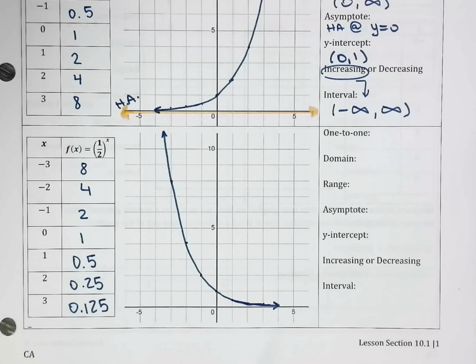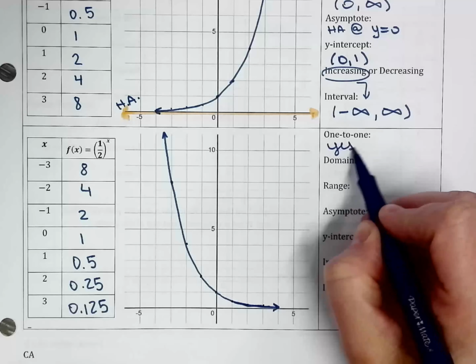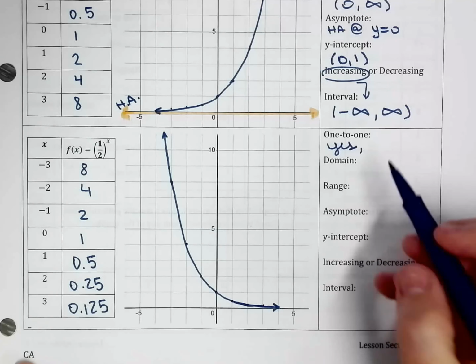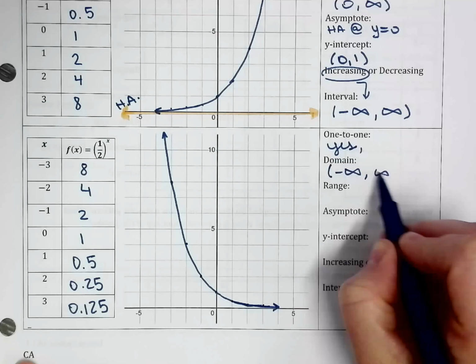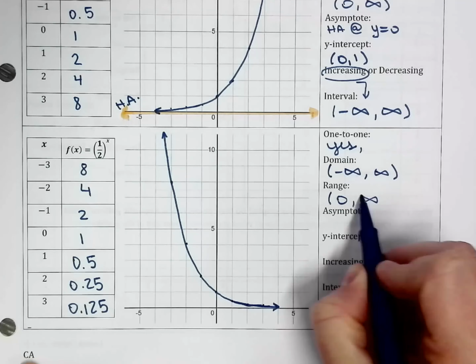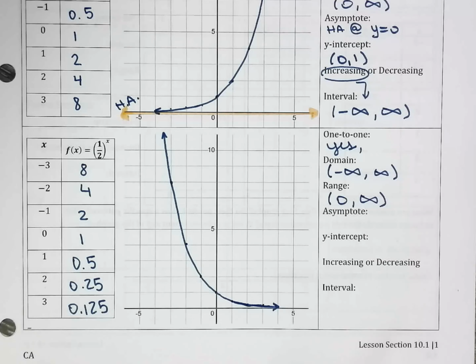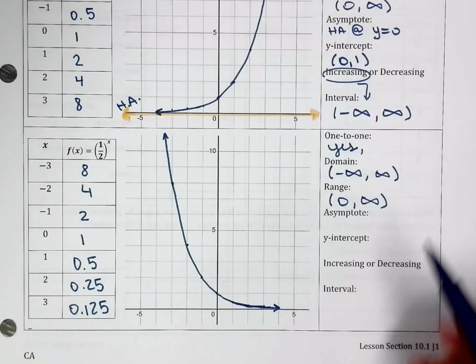Okay, so here we are again. 1-to-1, yes, because it passes the horizontal line test. Domain is all real numbers. So it's everything from -infinity to +infinity. Range is everything greater than 0, but it does not include 0. So it goes from 0 all the way up to +infinity.